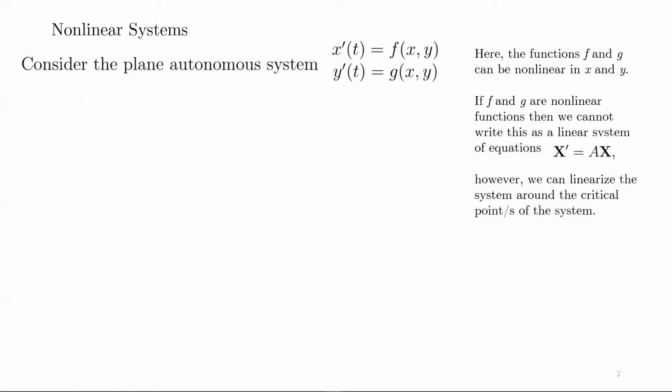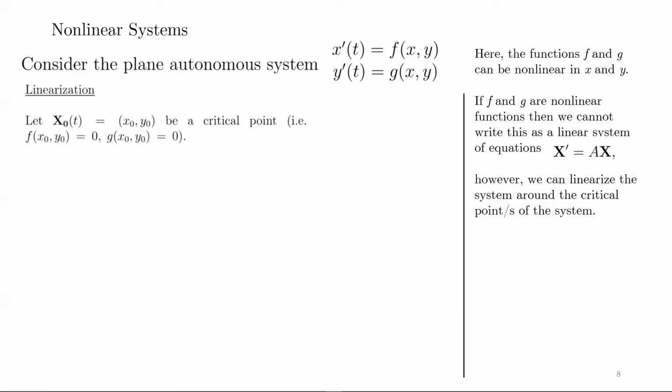But we can actually linearize the system around the critical point or points of the system. If you remember back to your first year calculus, sometimes we would expand a Taylor series of a function. And if we did that, we got a constant plus something times x plus something times x squared, and so on. If we just stop at that constant plus something times x, then we have a linear equation. If we just ignore the x squared terms and say they're small, then we get a linear equation. So that's basically what we're going to do here.